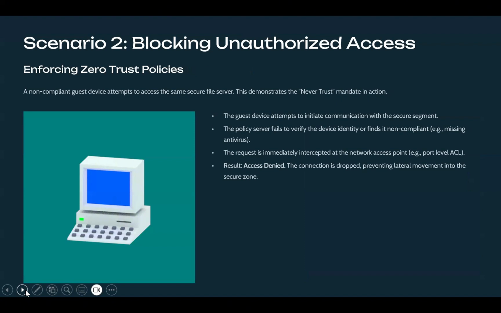Discussing a different scenario, which is an unauthorized device. Now imagine a guest device trying to access the secure server. The RADIUS server either can't verify it or finds it doesn't meet the security requirements. The access is completely blocked and the connection is dropped. This shows the assume breach principle in action. No device gets a free pass and lateral movement is prevented.